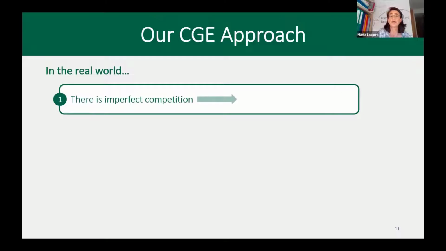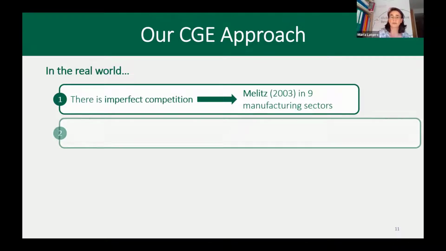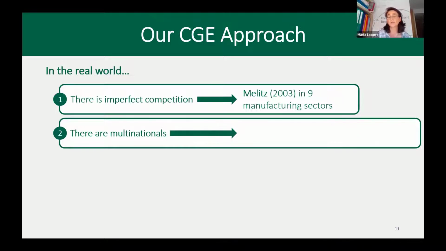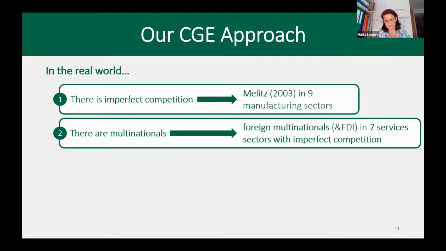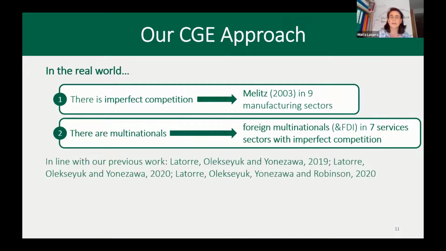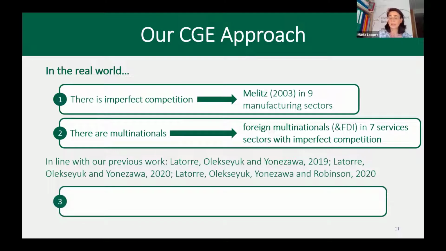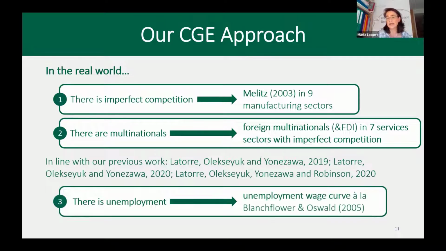And regarding our CGE approach, we include imperfect competition using a Melitz approach in 9 manufacturing sectors. Then we include the operations of multinationals in 7 services sectors. The model has 41 sectors, by the way. So this is in line with our previous paper from the latest years. And we include unemployment, which is very much the focus here, using an unemployment wage curve à la Blanchflower and Oswald.